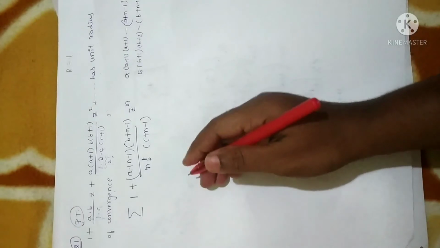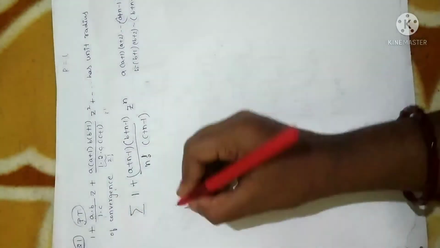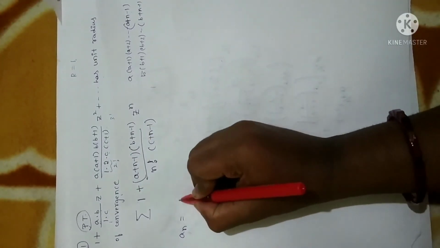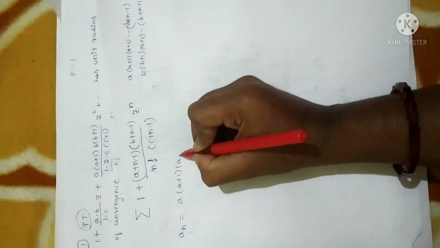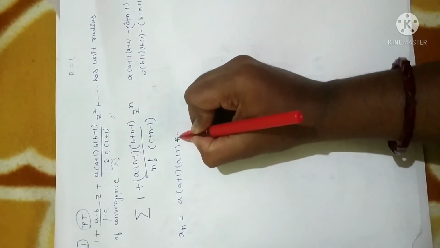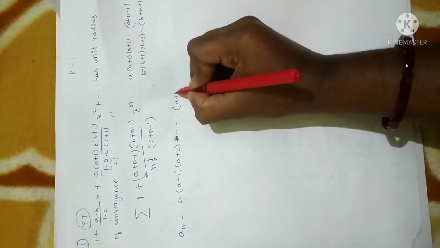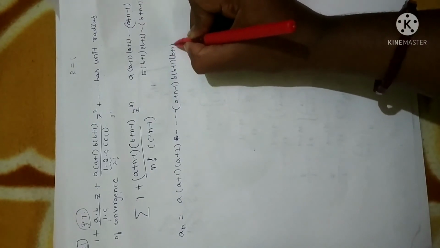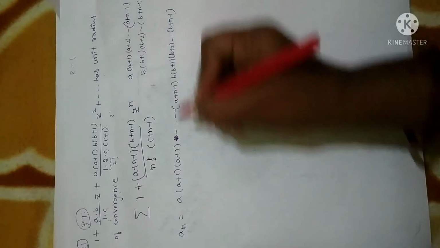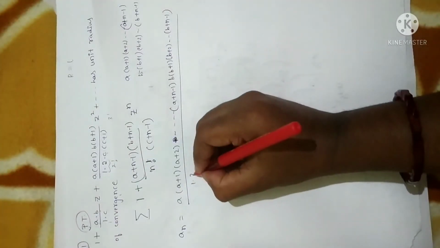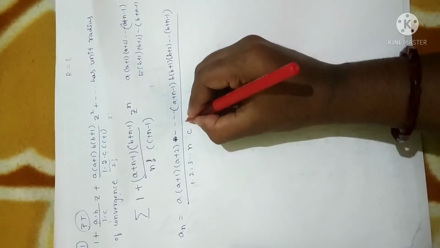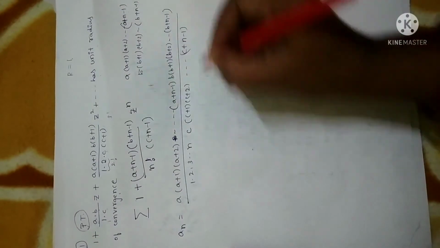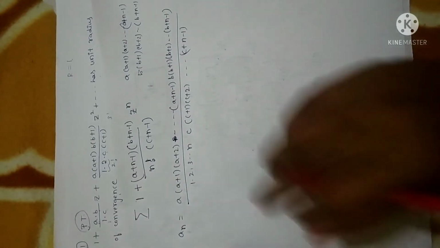Fine. Now let me write this as the nth term, that is, let me write the sequence a_n as the coefficient of z to the power n. By neglecting 1, we can write a_n as a into a plus 1 into a plus 2, and so on, a plus n minus 1, into b into b plus 1, b plus 2, and so on, b plus n minus 1, divided by 1, 2, 3, and so on, n. Again, c into c plus 1 into c plus 2, it will continue up to c plus n minus 1. So I have written only the nth term. Hope it is clear.